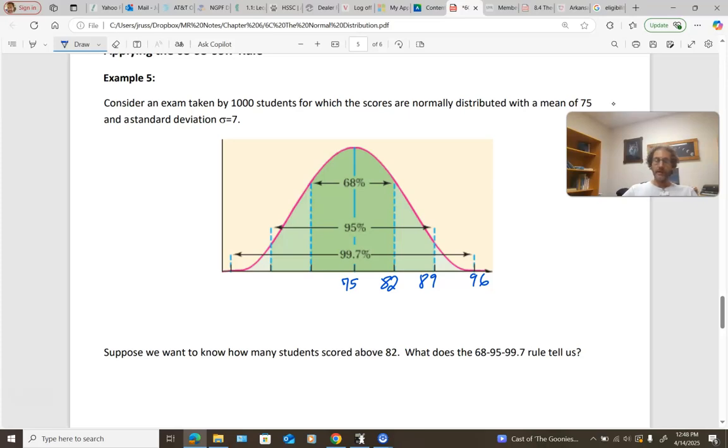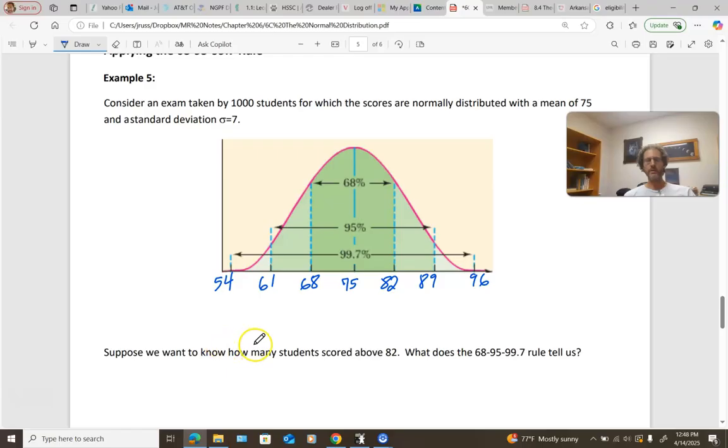Okay. Now on the other side, I'm going to subtract 7. That'll take me down to 68. Minus 7 again will take me down to 61. And minus another 7 would take me down to 54. Okay. So now once you have this labeled, now we can start figuring out how to answer these.